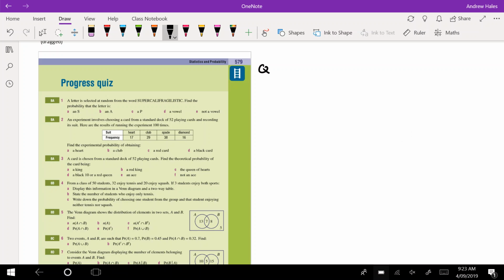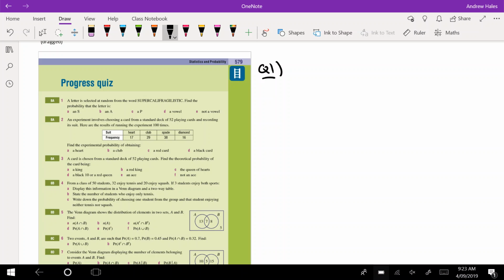Question 1. There's not really enough room on the quiz to do the information, so I'm just going to write it on the side. A letter is selected at random from the word supercalifragilistic. They're feeling very Mary Poppins in this quiz. So find the probability a letter is an S.